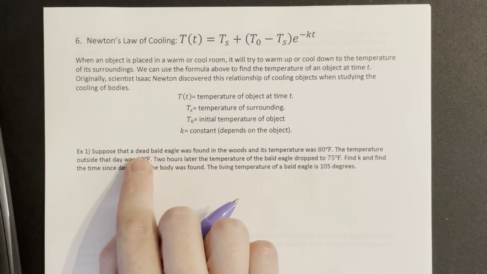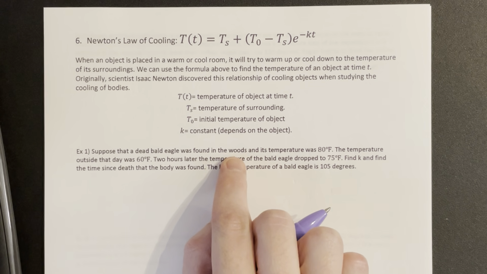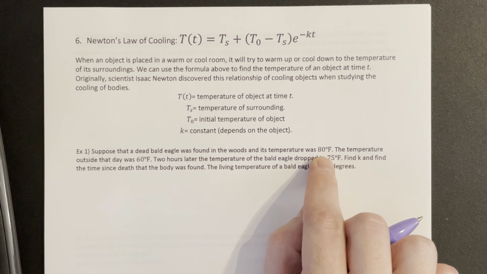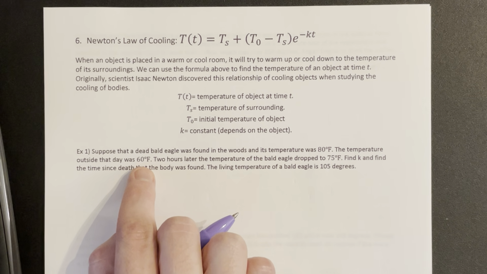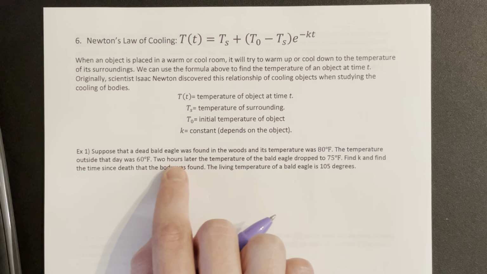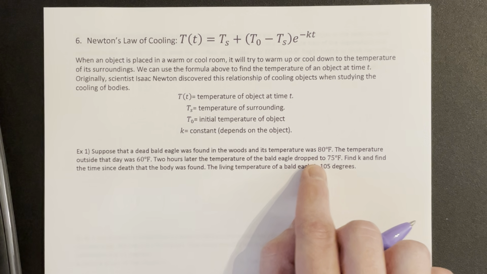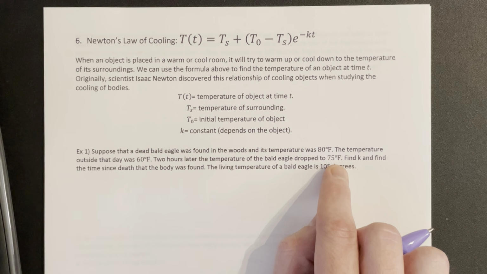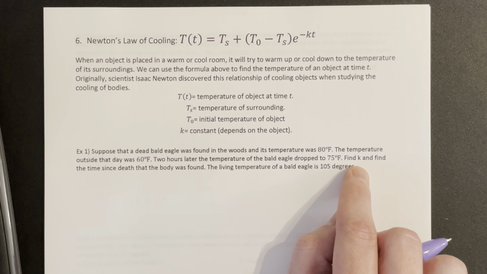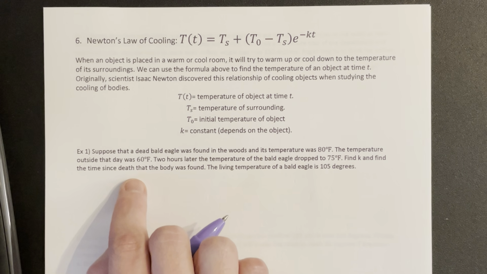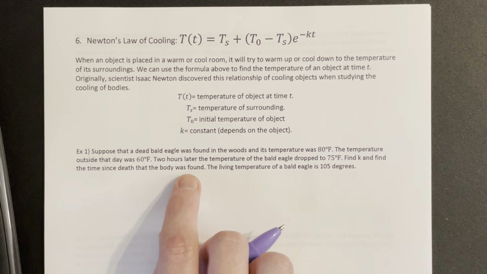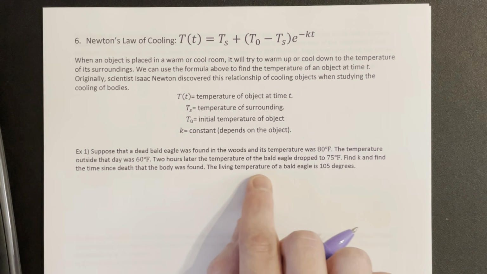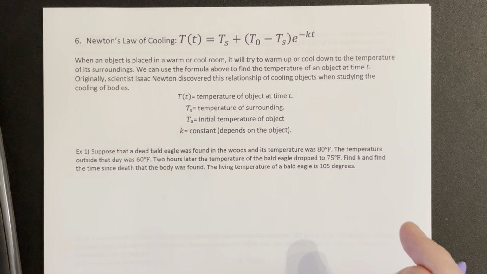Suppose that a dead bald eagle was found in the woods and its temperature was 80 degrees Fahrenheit. The temperature outside that day was 60 degrees. 2 hours later, the temperature of the bald eagle dropped to 75 degrees. We're going to find k and then find the time since death that the body was found. It does give us that the living temperature of a bald eagle is 105 degrees.